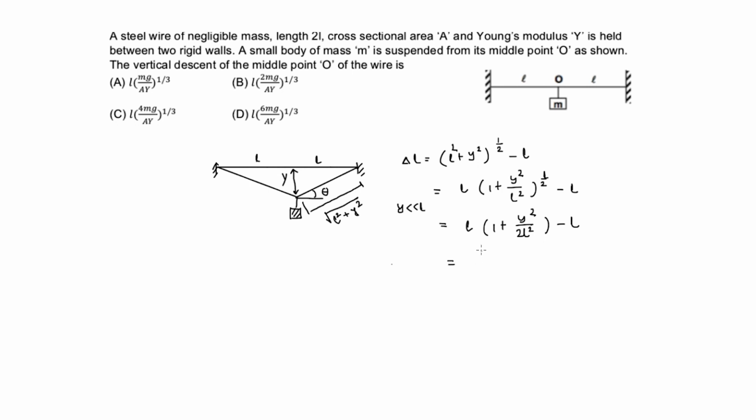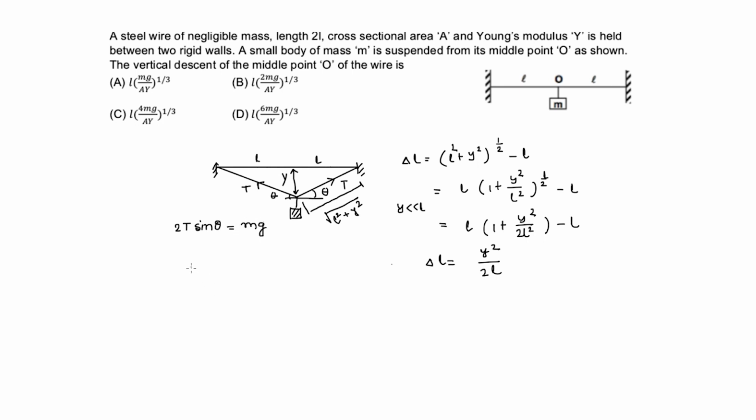So it becomes y square by 2L. So that is the delta L. If it is delta L, then it has a tension T. This side has also the same tension T. So the T cos theta part will get cancelled out, and the vertical part is 2T sin theta. 2T sin theta is equal to mg.